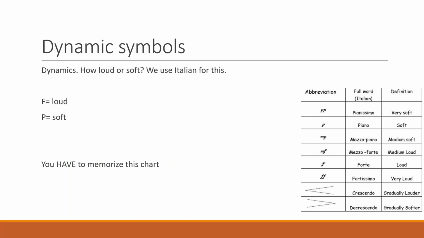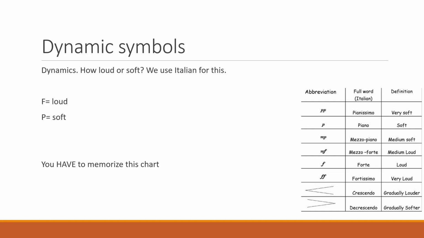So let's first start with dynamics. What do we mean with dynamics? We simply mean how loud, soft, or strong we play music. In classical music, or in sheet music notation in general, we use Italian for this. Here on the screen, you will see the most important ones.